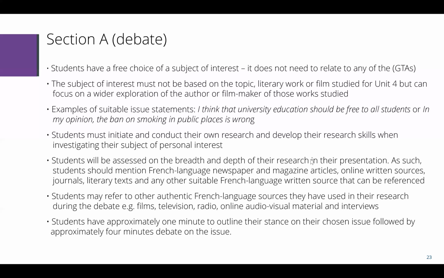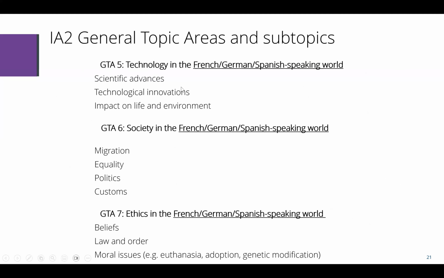But if they decide that they are going to take a topic from, if I could go back here, one of these, then it has to be focused on the target language country, because you may perhaps be talking about these in the debate later on, in the discussion later on. So they can choose any topic they want. But these particular topics here are focused on the target language country.